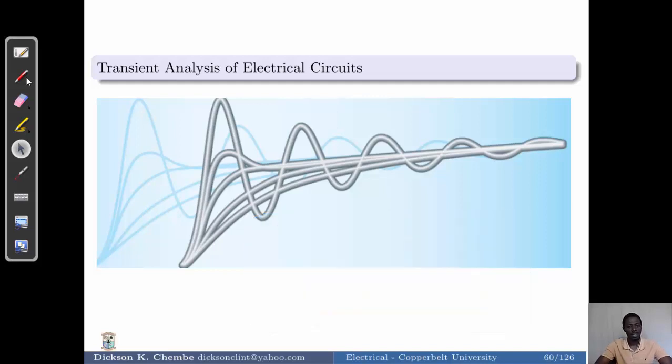And basically, transients are any small disturbance that occurs in an electrical system. That disturbance can be due to switching, or other causes such as lightning and so on.